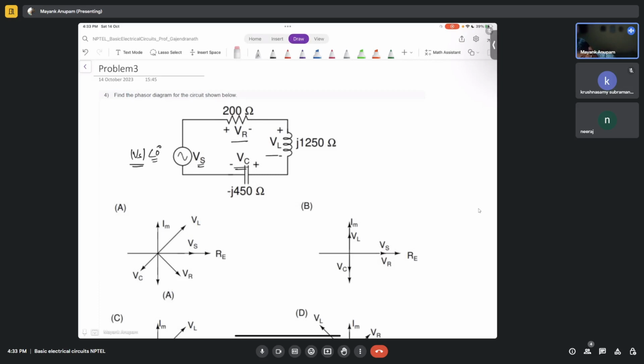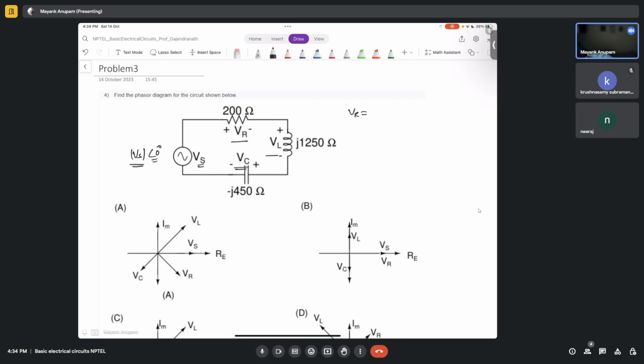So, tell me what is Vr? Vr will be in phase with Vs. Why should Vr be in phase with Vs? Sir, the voltage across the resistor is in phase with the current through the resistor. Yes, the current through the resistor will always be in phase with the voltage across the resistor. That is definitely sure.